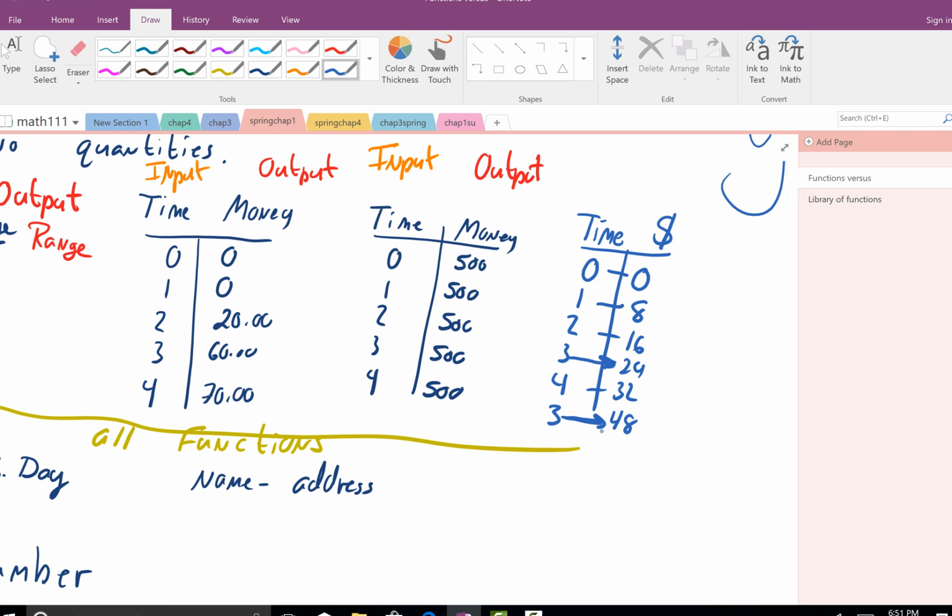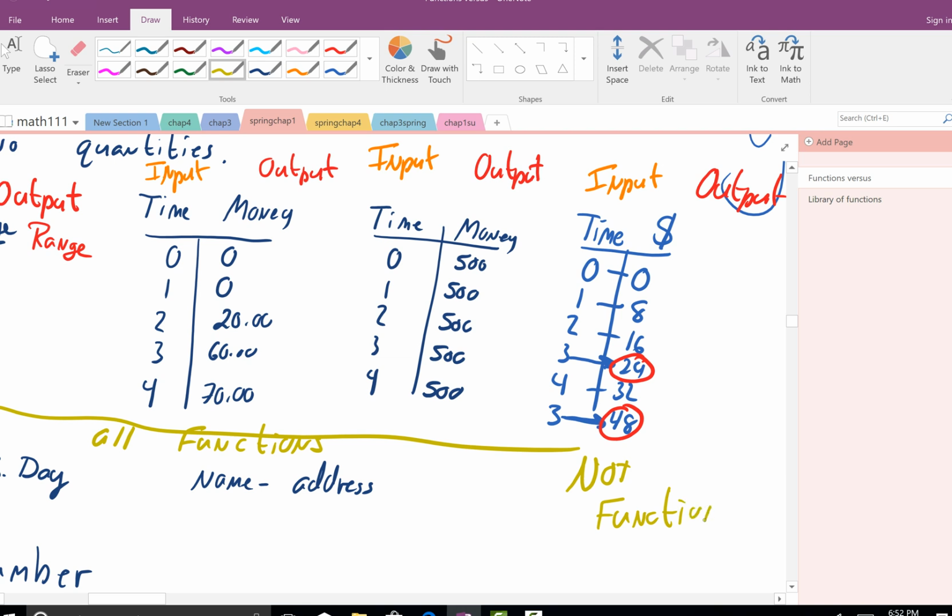I want 48, obviously, I don't want 24. But this is not a function because this number shows up twice, and it's going to 2 different things. That makes that not a function, because now the input has 2 different things in the output. It has 24 and it has 48. So that makes this not a function. It does not work. So that one's not.